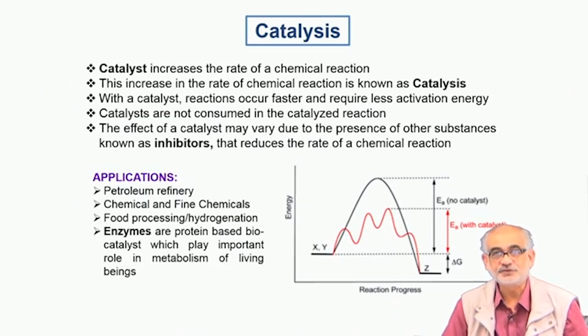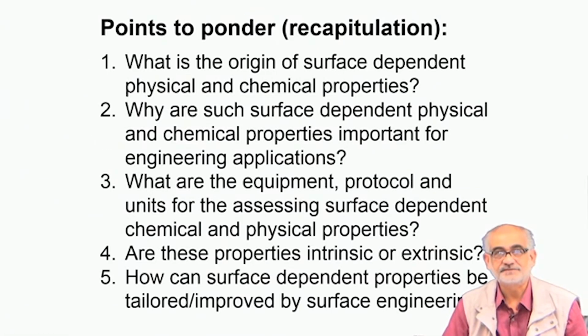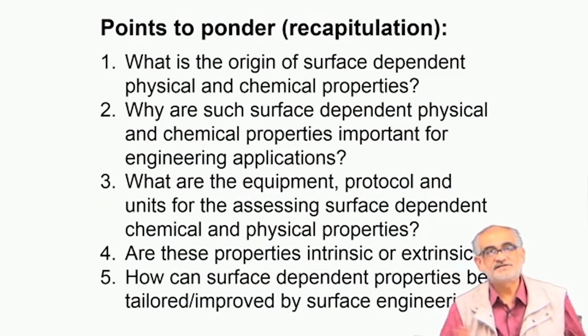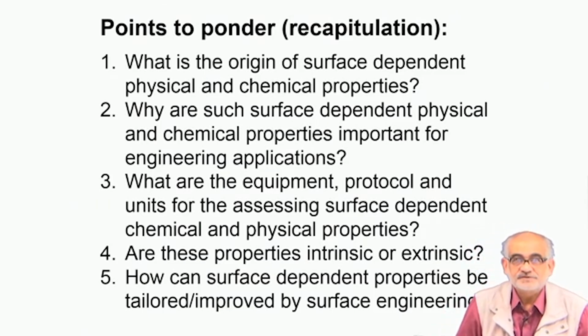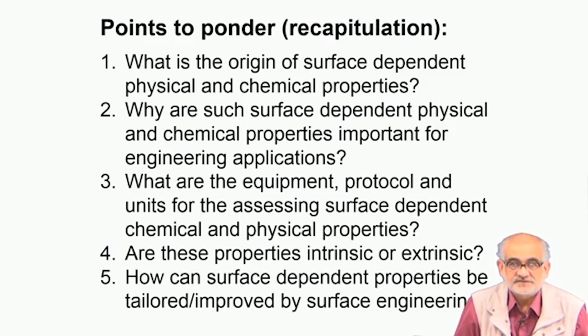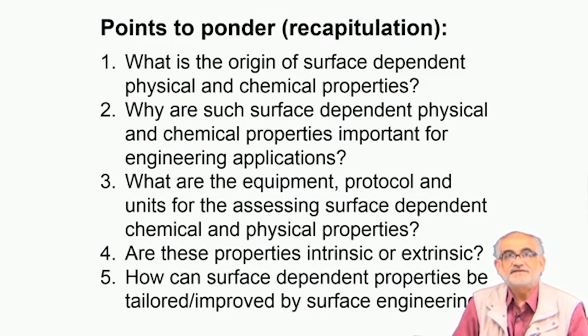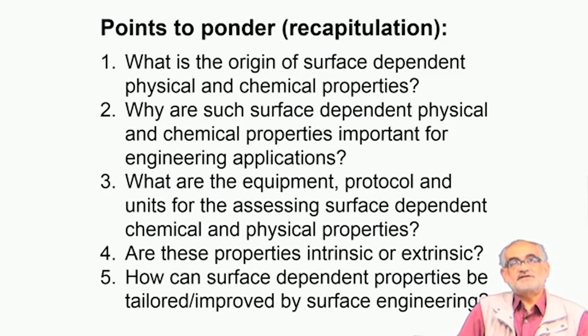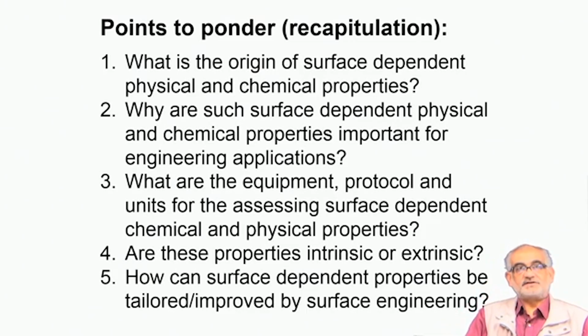But on the other hand, if we don't want such a reaction to take place, then we apply the opposite, which are called inhibitors, which reduce the rate of the chemical reaction. Fine. So now it's time that we sum up. Just like the way we discussed the various surface dependent properties under mechanical activation, here we discussed surface dependent properties under physical and chemical activations, and we try to understand the origin of various surface dependent properties.